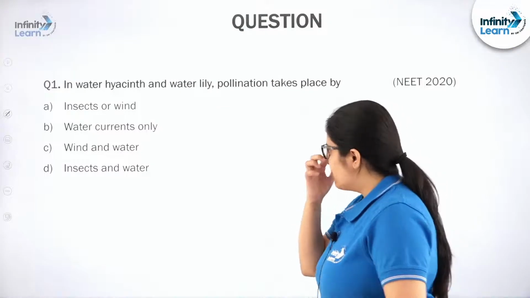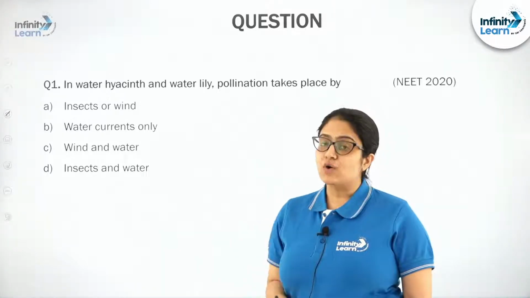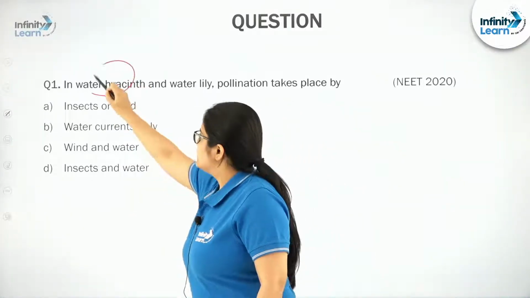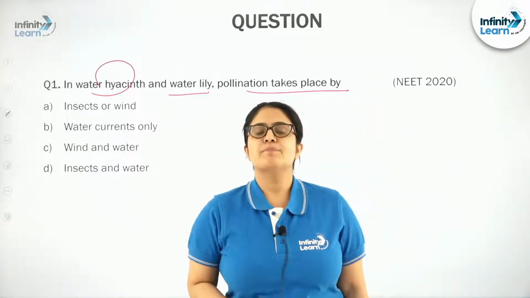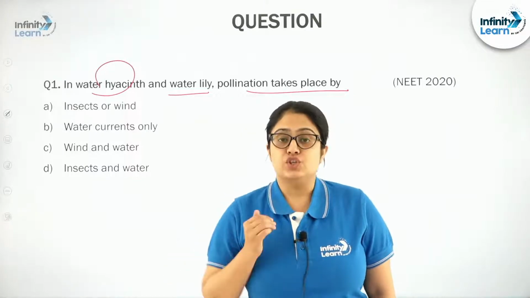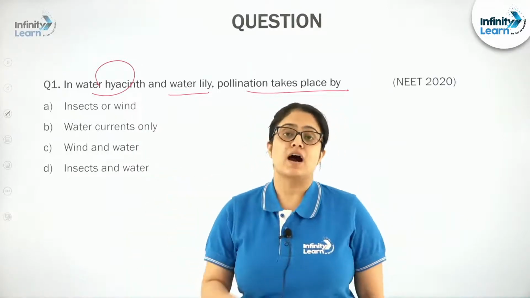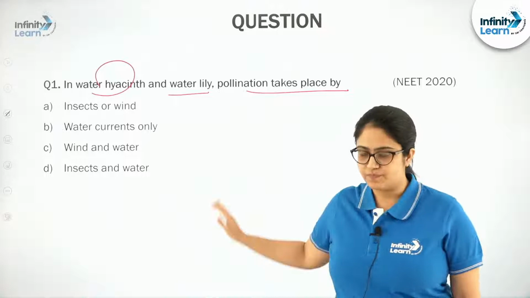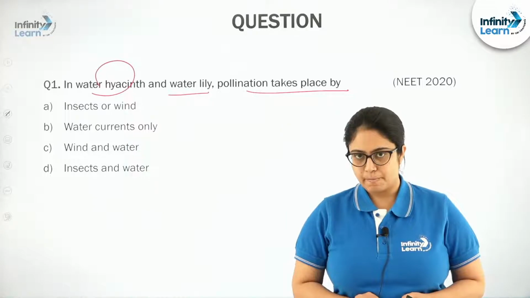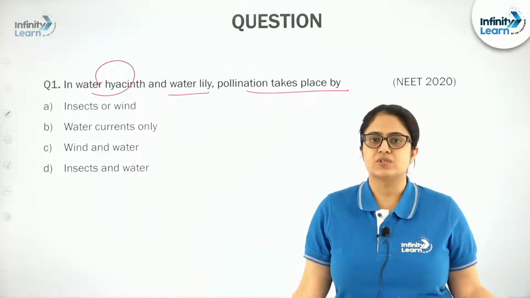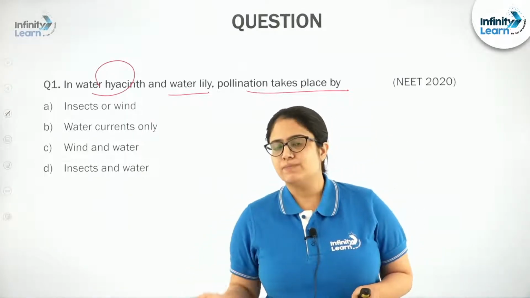So that is the very first question you can see on the board. It is related to aquatic plants. In water hyacinth and in water lily, the pollination takes place by. Students, this is a very important fact and NTA has utilized this fact again and again. In the NEET examination, NTA has asked questions repeatedly on this fact, and the fact is, in the majority of aquatic plants, as the name suggests, the plant is aquatic, it does not mean that it will always use water as the pollinating agent.